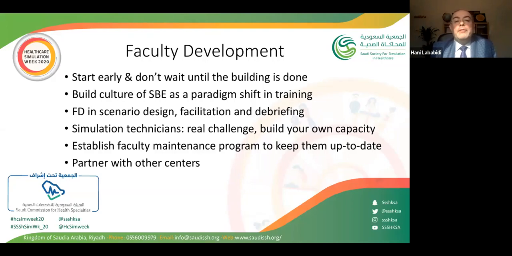You need to have faculty development in scenario design, facilitation, and debriefing. Simulation technicians are a real challenge because there is no university that graduates simulation technicians. So build your own capacity. And also establish a faculty maintenance program to keep them all up to date and ready for all these changes. A very good strategy is to partner with other centers so you can always be at the edge of technology and science.